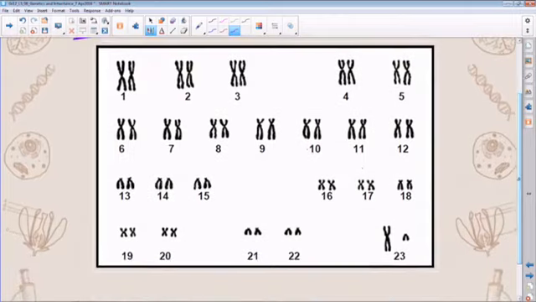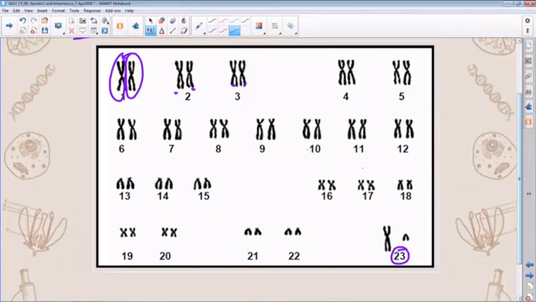Now have a look at this. There's 1 from your mom, 1 from your dad. Can you see it? 1 from your mom, 1 from your dad. And how many sets are there? 23 pairs of chromosomes. If you count them, that means there's 46. So we know that that's human.